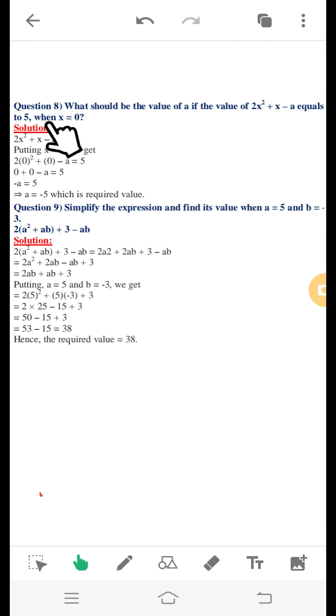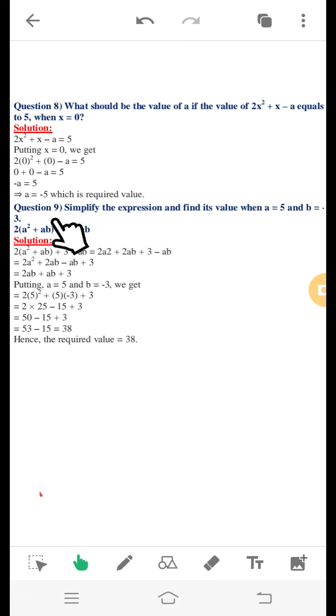Question 8. What should be the value of a if the value of 2x square plus x minus a equals 5? So here the given 2x square plus x minus a is equal to 5. In that we have to put the value of x. So 2 into bracket 0 square plus 0 minus a is equal to 5. Now 0 in multiplication form is 0. So here it's 0 plus 0 minus a is equal to 5. So the answer is a equal to minus 5.